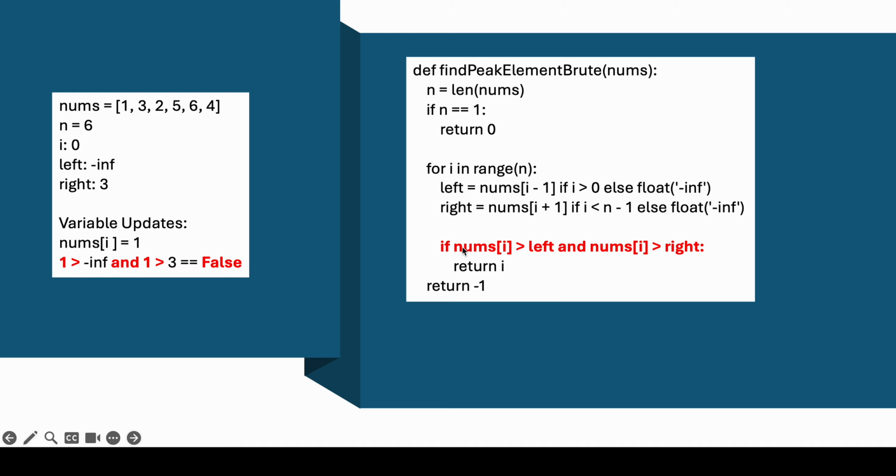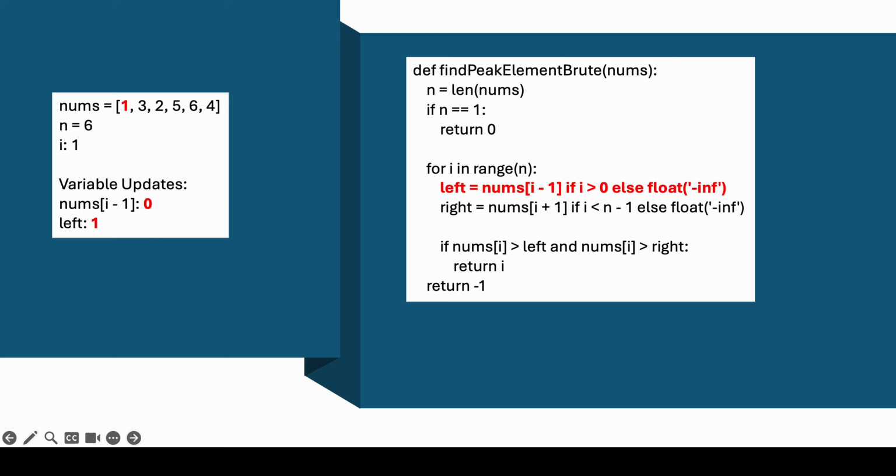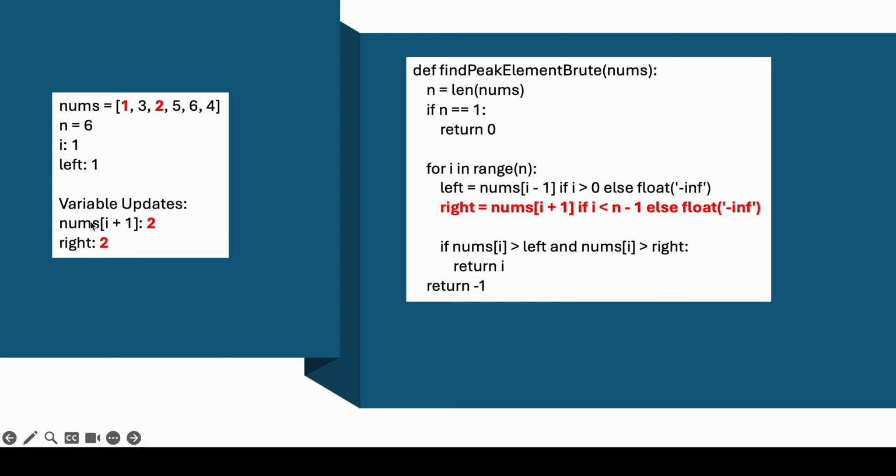Same thing here now. So we're saying is num[i], which would be 1, is 1 greater than -infinity, and is 1 greater than 3. That's false. And since it's false, we're going to move on and start the loop again. i is now 1. We're going from 1 to 5. And again, we're going to initialize this. So we got, is i equal to 1 greater than 0? Yes. So now we're going to give it the value of 1. And that's what left equals now.